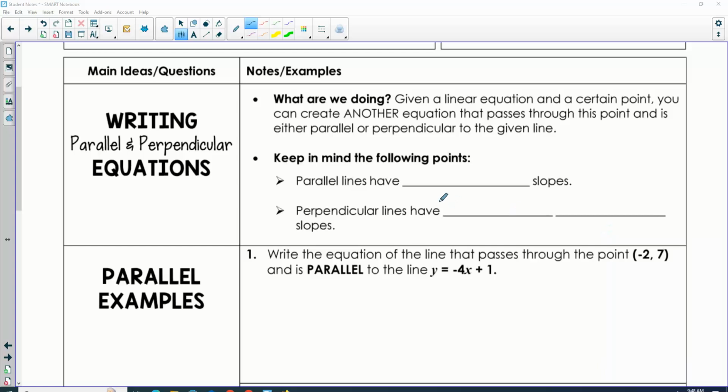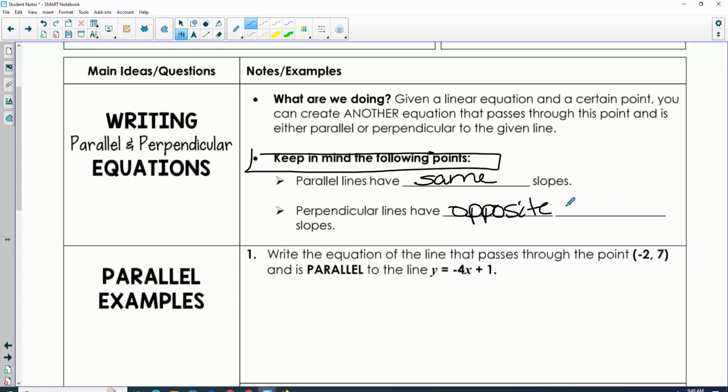Perpendicular lines. So the key things you need to remember right here. Parallel lines have what? What's true about their slopes? The same. So parallel is the same slopes. Perpendicular, they are what? Opposite reciprocals.